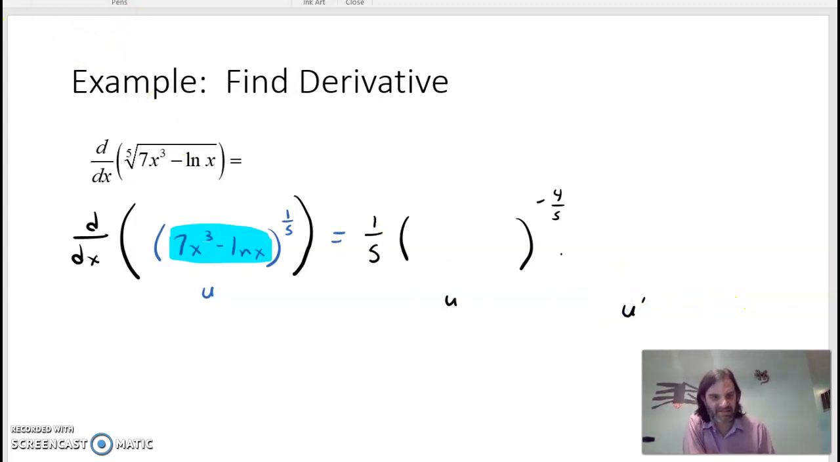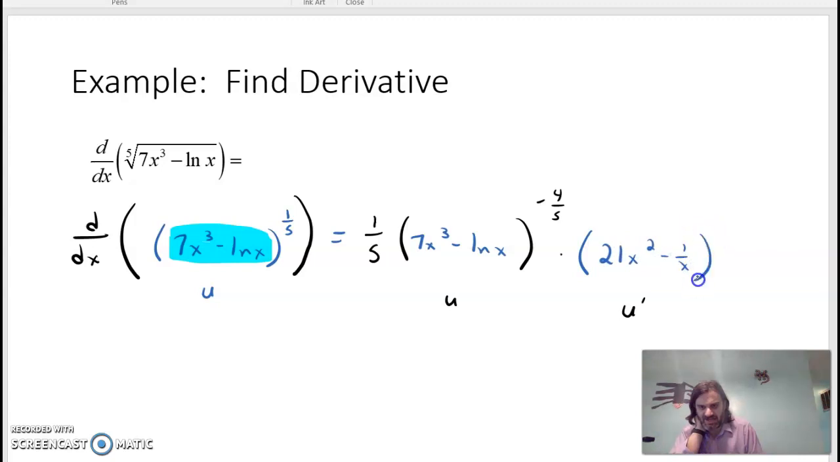So let's see here. U was 7x cubed minus natural log of x. That's the same thing as g. And the derivative of that will be 21x squared minus 1 over x. Okay, like I said, we can clean that up if we like, but that's not my focus right now.